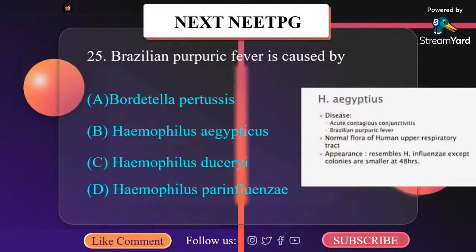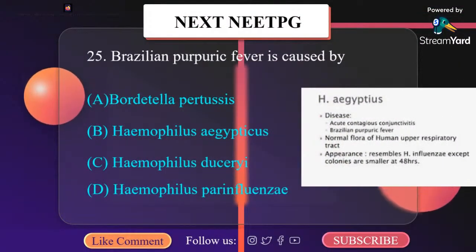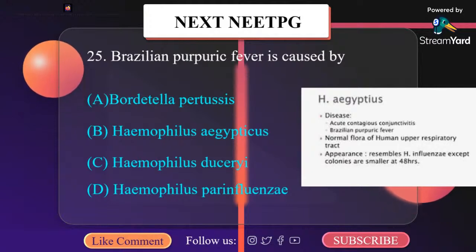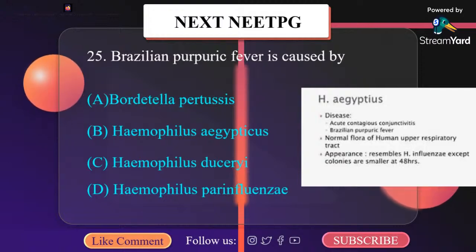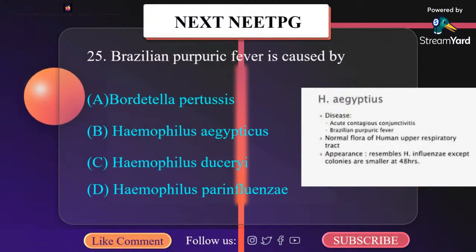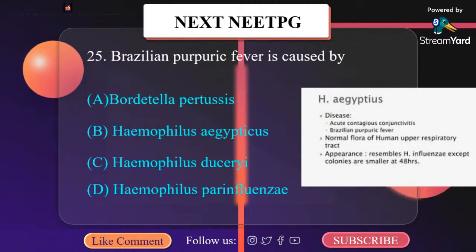Brazilian purpuric fever is caused by A. Bordetella pertussis, B. Haemophilus aegyptius, C. Haemophilus ducreyi, D. Haemophilus parainfluenzae. This Brazilian purpuric fever or BPF is an illness in children caused by the bacterium Haemophilus influenzae biogroup aegyptius, which is ultimately fatal due to sepsis.